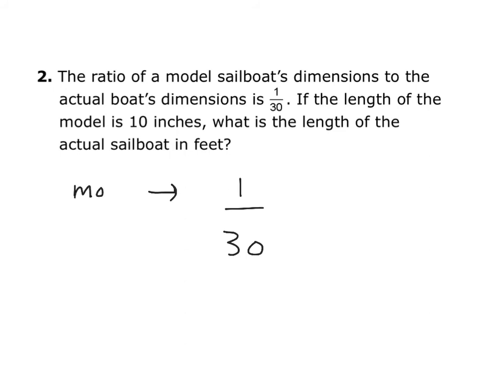The model. Right, because the model is obviously going to be smaller than the actual boat. And what's the 30 referring to? The actual boat. It says the ratio of a model's sailboat's dimensions to the actual boat's, so it starts off with the model. Since the one is on top, it's referring to the model. So the length of the model is 10 inches.